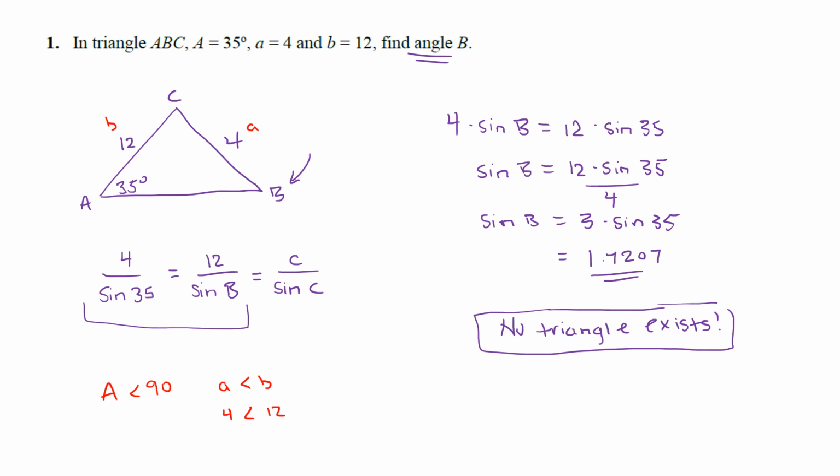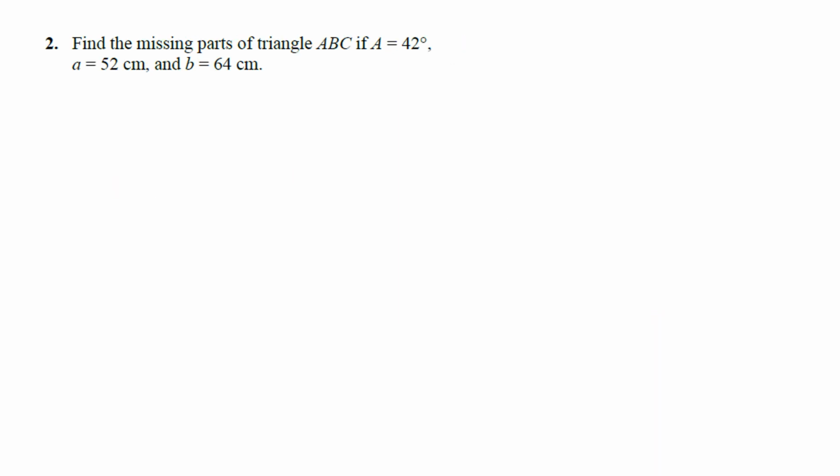Right, let's do another one. Okay, example number 2. Find the missing parts of triangle ABC. If A equals 42 degrees, angle A, and side a equals 52 centimeters, and side b equals 64 centimeters.